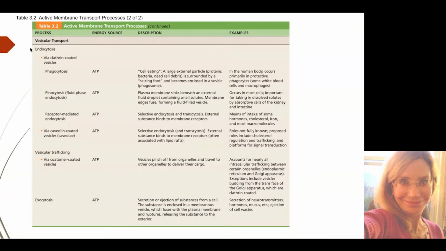This is showing you endocytosis. These are vesicular transport processes. There are quite a few types that are summarized for you, and you can look at this in your book or on your PowerPoint in more detail. And then this would be endocytosis, taking materials into the cell, using vesicular transport, and exocytosis, taking substances from inside the cell to eject them to the outside.